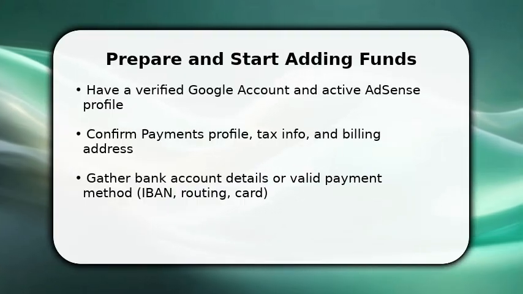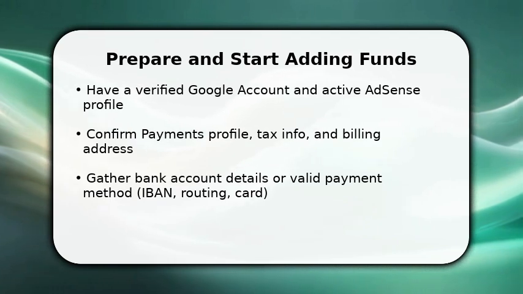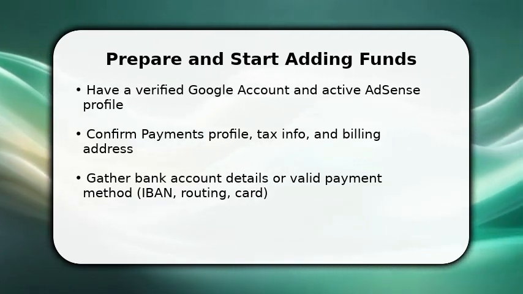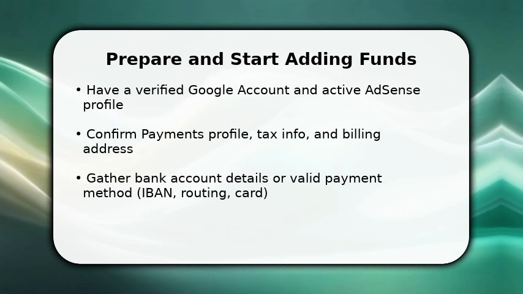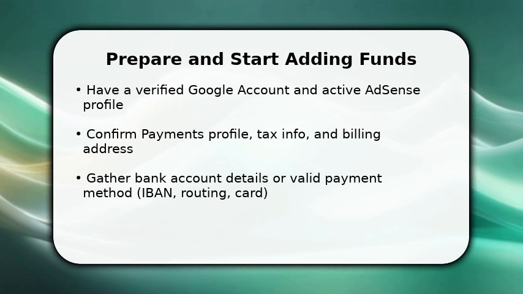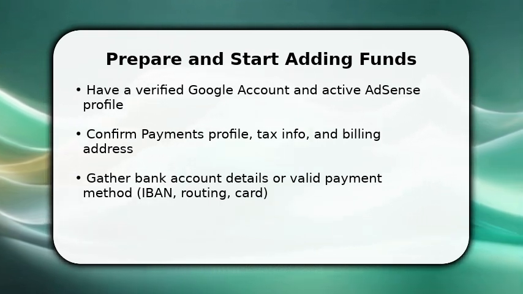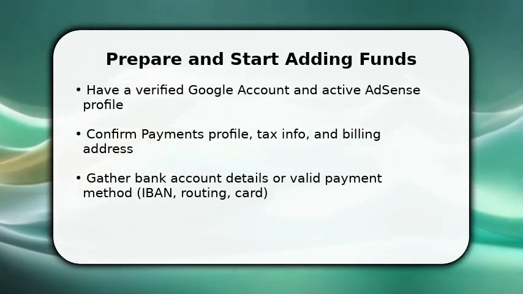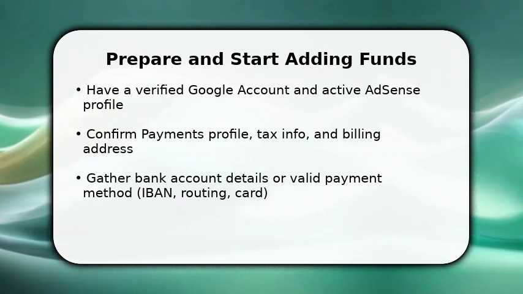You begin by signing into your AdSense account and heading straight to Payments. Once there, make sure your payments profile is complete. Name, tax form, and billing address must match your bank. Then choose Add Payment Method and enter your bank or card details exactly as on file to avoid mismatches.